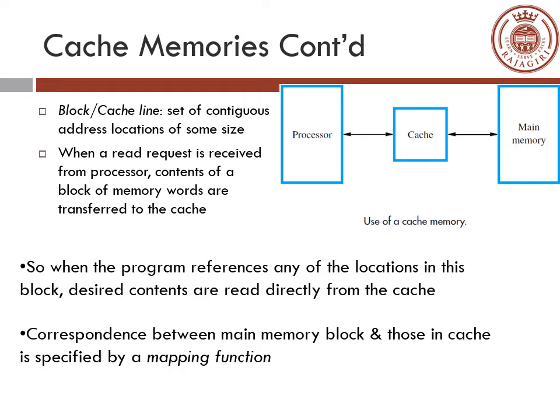So the correspondence between the data in the main memory and the data in the cache. See, we are taking a copy from the main memory and keeping it in the cache. So the correspondence between this data in the cache memory and the corresponding data in the main memory is known as the mapping function.